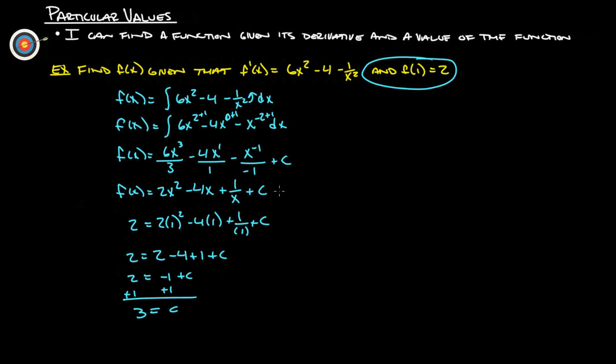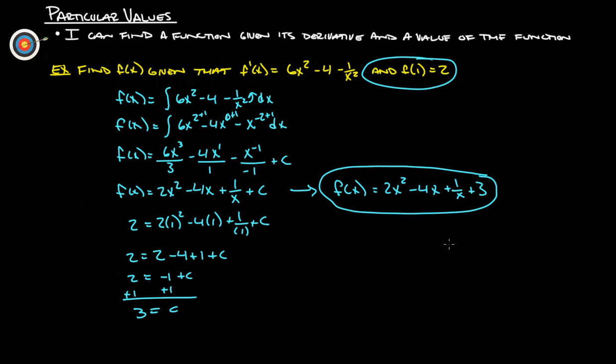So we can rewrite this as f of x equals 2x squared minus 4x plus 1 over x plus 3. And that is our original function f of x.